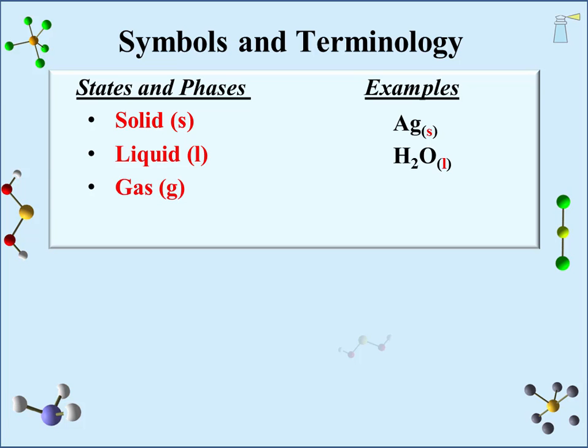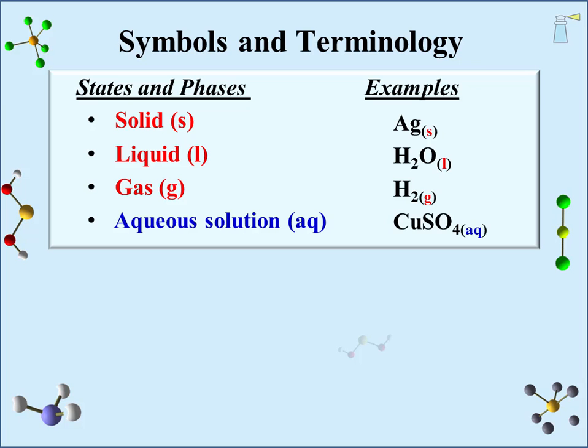The other major state is the gas state. It is indicated by parentheses g. Elemental hydrogen is always found as a gas. There is one other symbol that comes up regularly, and it is for a compound that is dissolved in water. The compound is said to be in an aqueous solution. The symbol parentheses aq is used to denote this.